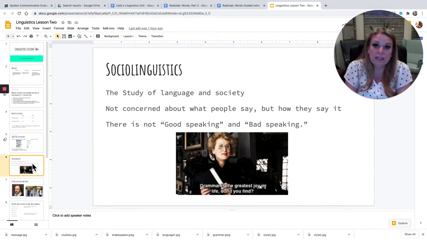And when we study sociolinguistics, we are not concerned about what people say. We're not eavesdropping on their Friday night plans. We're more concerned about how they say it, the words they choose to use, and the way they put those words together, and what those things can tell us about their social backgrounds and their social intentions and their emotions and their futures.